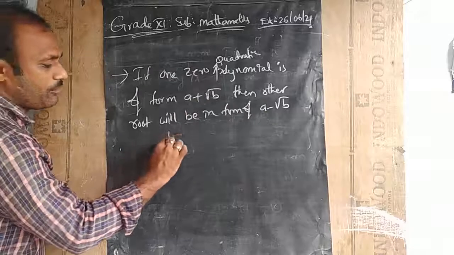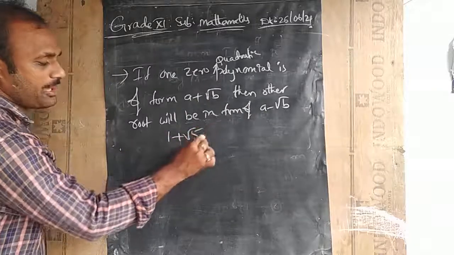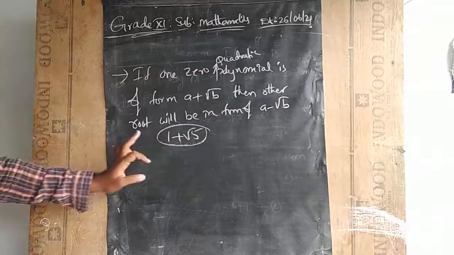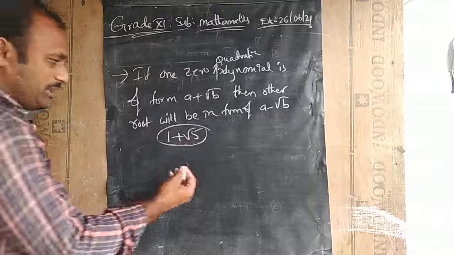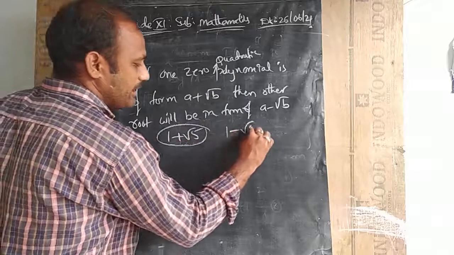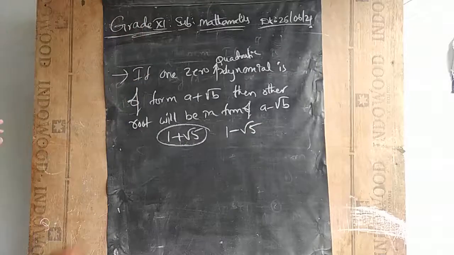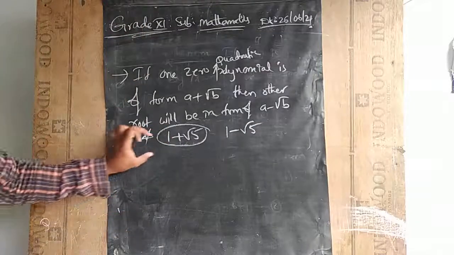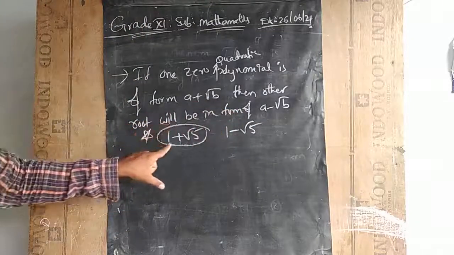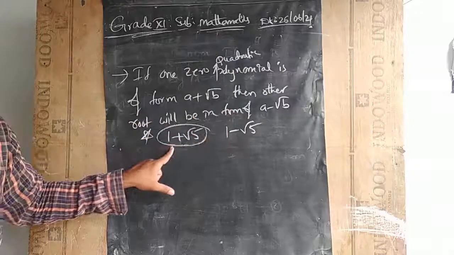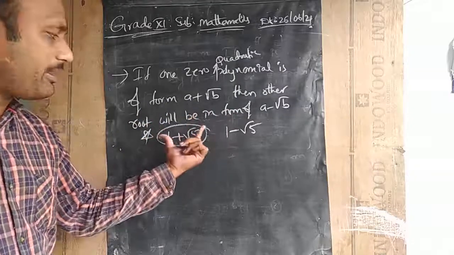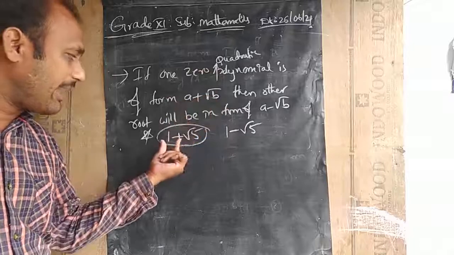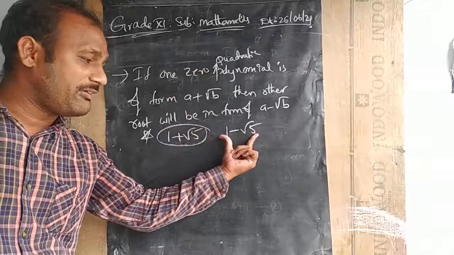Now we have done one question in exercise 2.4. Actually it has given one root as 1 plus root 5. So in that case you can directly write the other root as 1 minus root 5. We will be doing that later. One question is there in exercise 2.3, that we have done in a different manner. Now by this rule we can directly say that if alpha is this one, then beta will be 1 minus root 5.